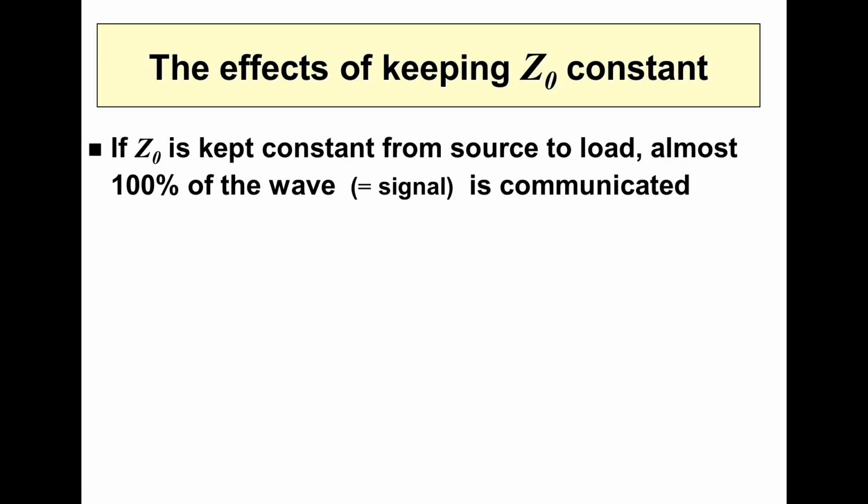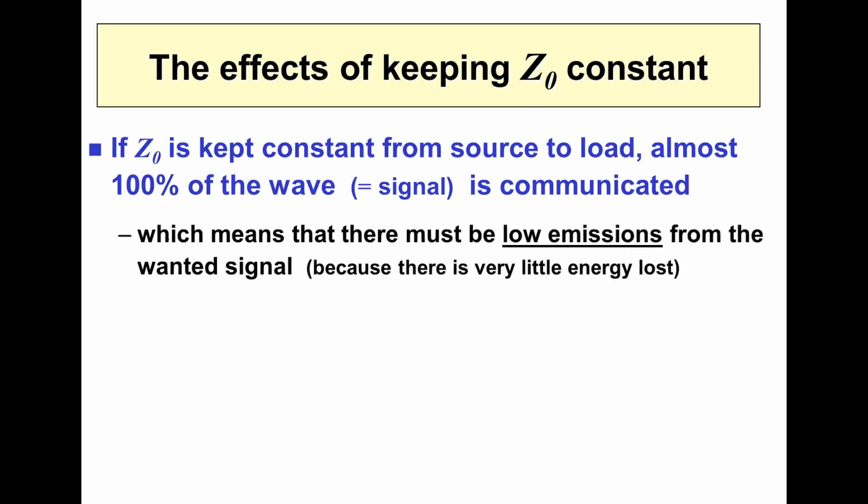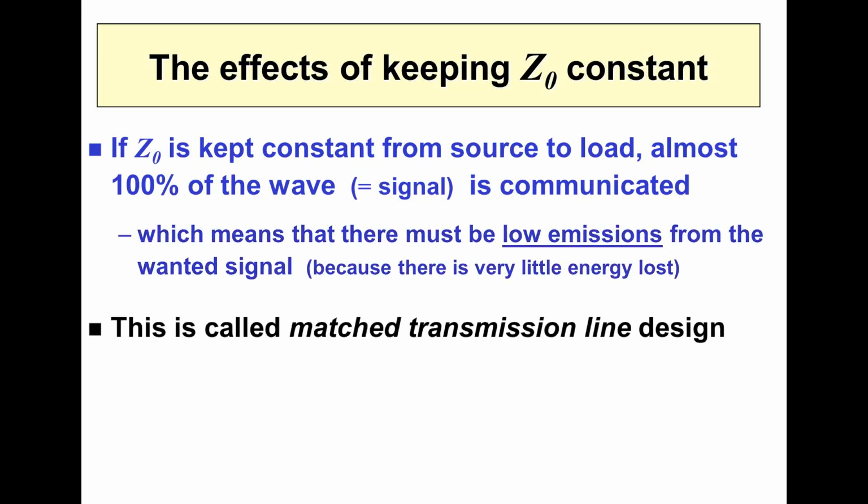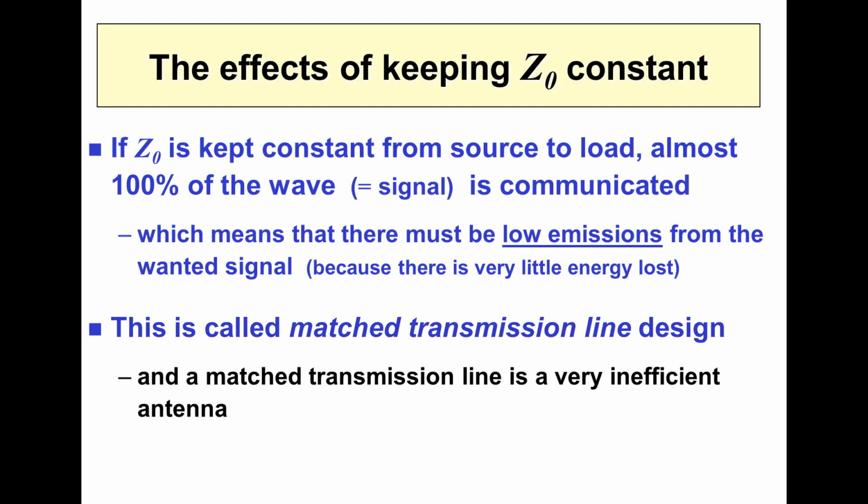What's that got to do with EMC? Well, think about it. If you've got all your signal or all your power transmitted from one point to another, and none of it is lost, you must have very low emissions. If you don't have a matched transmission line, then you're going to lose some energy, and you're going to have high emissions. So keeping the Z0 constant from the source impedance along the transmission line to the load impedance is called matched transmission line design. And a matched transmission line is a very inefficient antenna. Or as we'll talk about in our next webinar, a very inefficient accidental antenna.